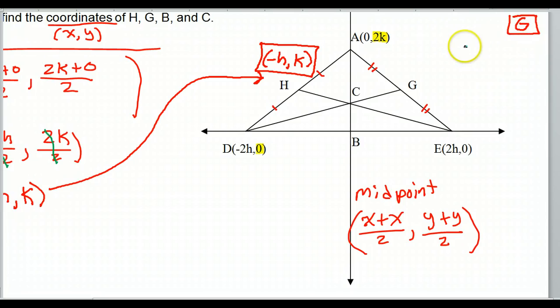Okay, we're going to do G over here. For G, again, G is the midpoint. So still we're doing x plus x divided by 2, comma, y plus y divided by 2. This is the midpoint formula. Alright, so the x's first.